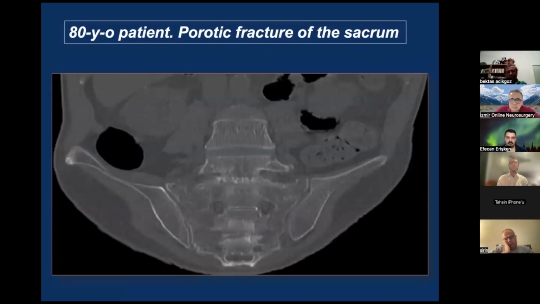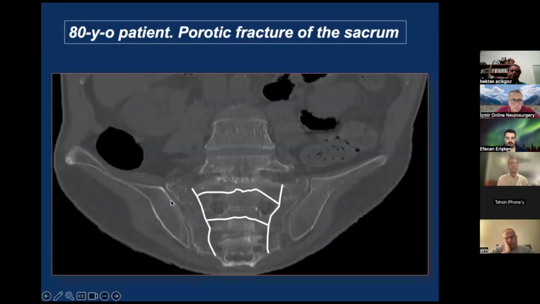A last example of this 80-year-old patient with a porotic fracture of the sacrum, so it's an H-shaped fracture, and here the goal will be to perform a reinforced cementoplasty, so using spindles through the transsacroiliac approach in S1 body and S2 body. So through the sacral alae, we will put a spindle here and another one here, and afterward we will inject some bone cement to have a satisfactory setup.